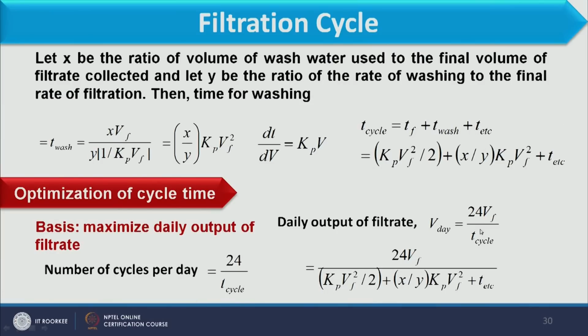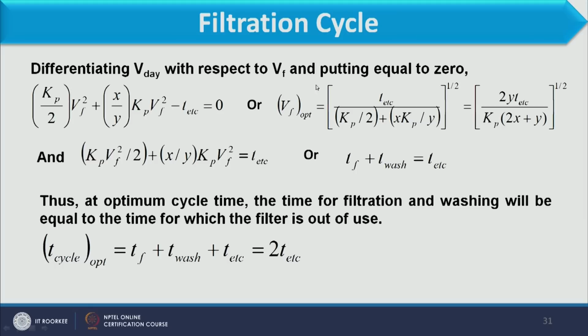Now, putting in the expression of T cycle, this is the expression for V day, the volume collected in a day. If we consider this expression, V day is a function of Vf. So differentiating V day with respect to Vf and putting it equal to 0, we get this equation, and when we solve it we have the expression for Vf optimum. Further, after resolving, if we concentrate on this equation, it is Kp by 2 Vf square plus X by Y Kp Vf square minus t etc. equal to 0.